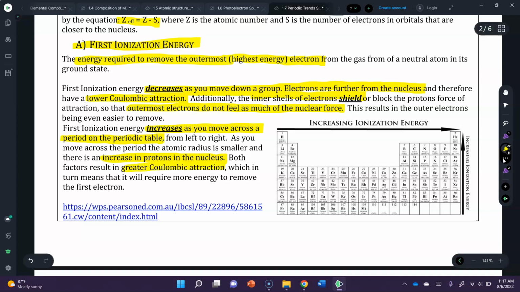You want to focus on the protons as you go across the period, though, because that is the one that is increasing more, in greater proportion. The radius doesn't change as drastically as the charge does. It's fine to argue it, but across a period, you're going to want to make sure you're focusing on the increase in protons and thus increase in Coulombic attraction, which means that it will require more energy to remove that first electron.